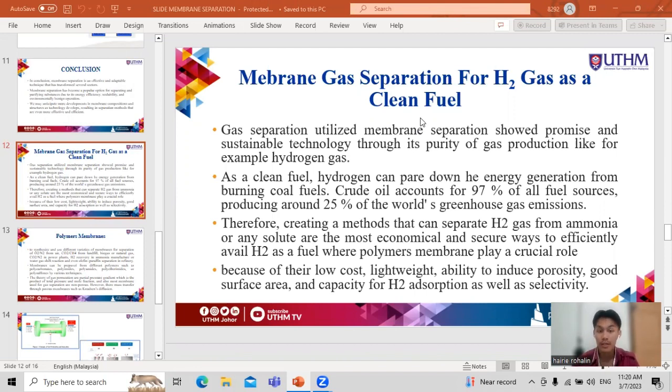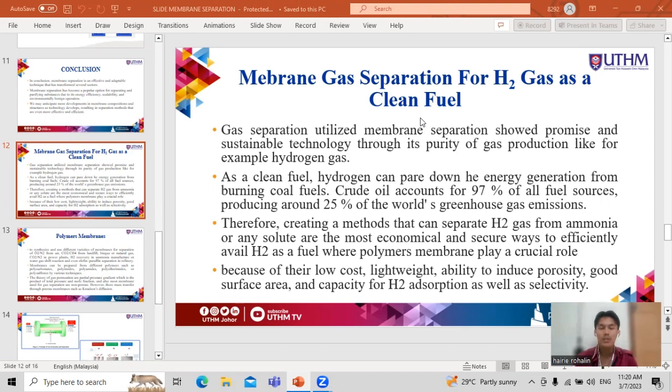Gas separation utilizing membrane separation shows a promise of sustainable technology through its purity of gas production, for example, hydrogen gas. See, hydrogen gas as a clean fuel can pare down the energy generation from burning coal fuels. As we know, crude oil accounts for 97% of all fuel resources throughout the world, producing around 25% of the world's greenhouse gas emission.